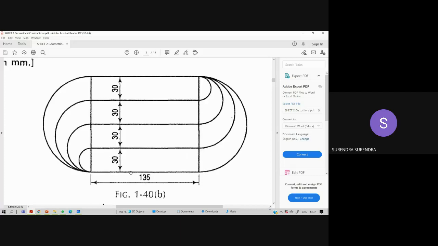Now take the compass. Identify the midpoint of this 30, that means 15 mm. With 15 mm as center, from this corner, 15 mm point, take it as a center, and radius equal to 30 mm. Sorry, radius equal to 15 mm again. 15 mm from this end, and radius equal to 15 mm. Draw a semicircle with the compass.